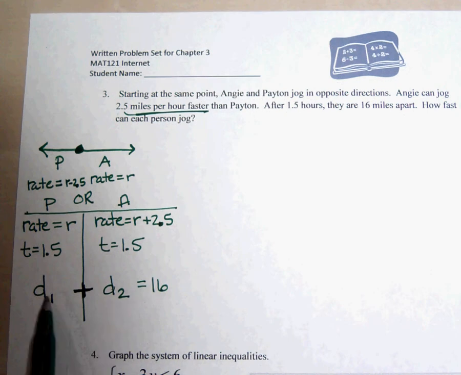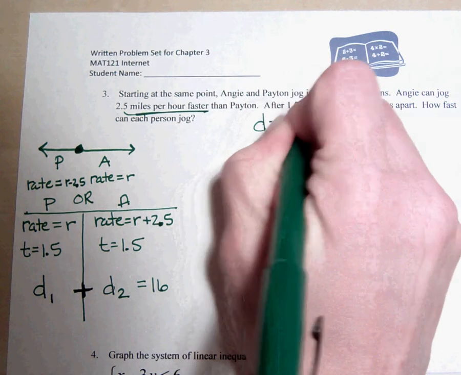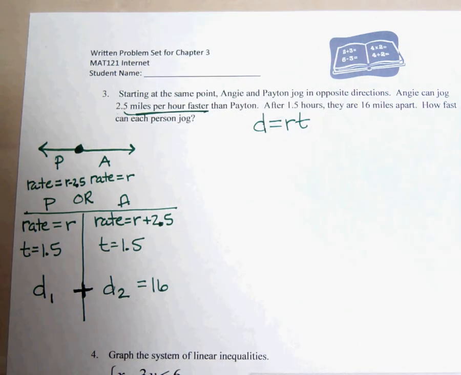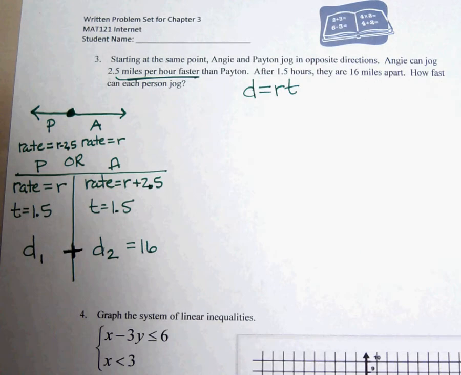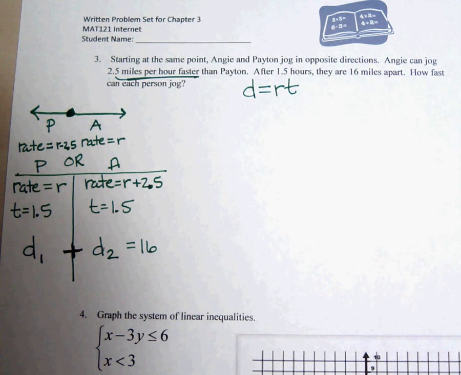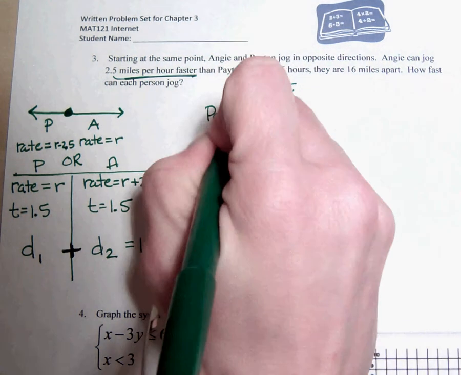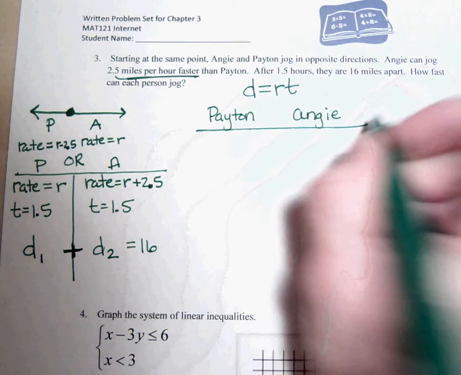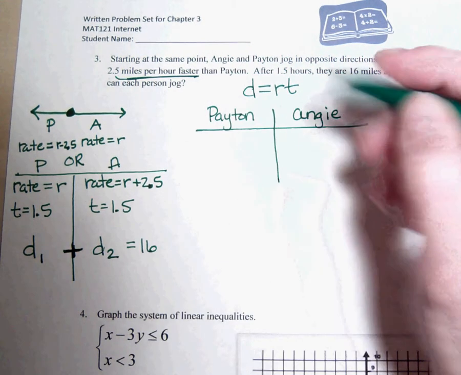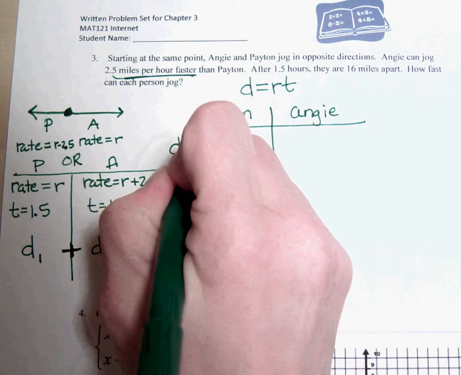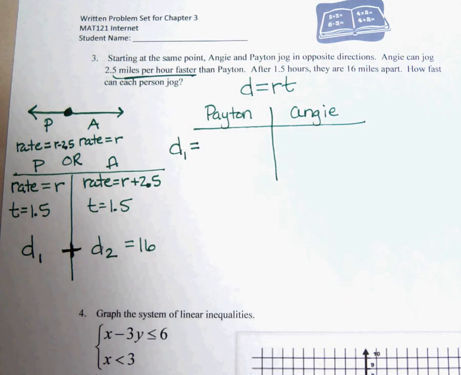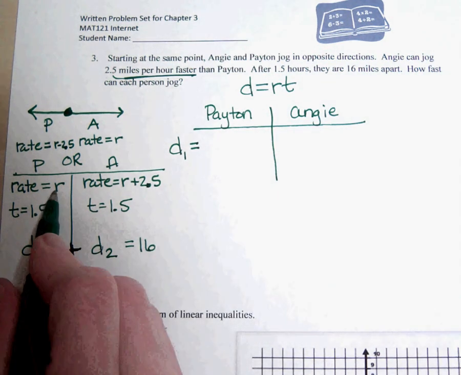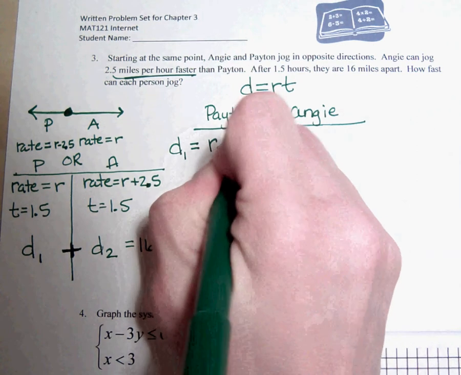So I kind of have a little equation set up here. Distance 1 plus distance 2 would equal 16. Now, we know our formula, distance equals rate times time. So what we're going to do is write a distance formula for Peyton, and write a distance formula for Angie. I'm going to keep it in my little chart like I had before. So Peyton's distance, we'll call her distance 1, is the rate times time. Well, her rate is r, and her time is 1.5.